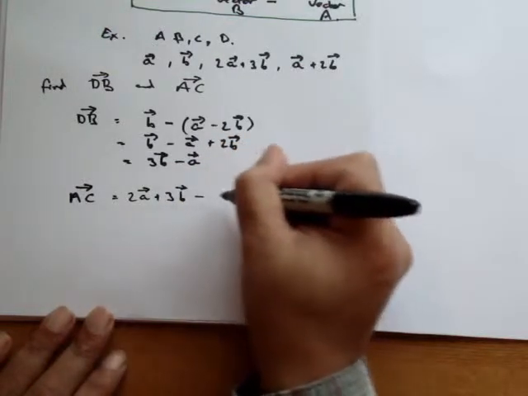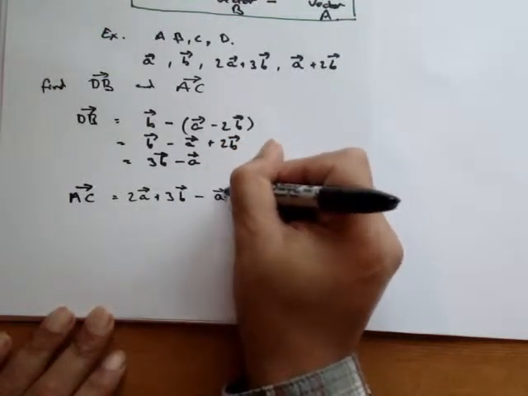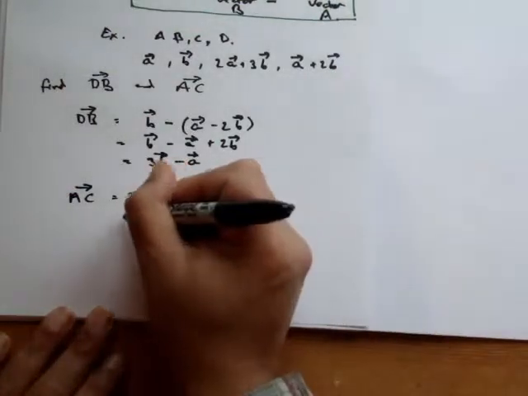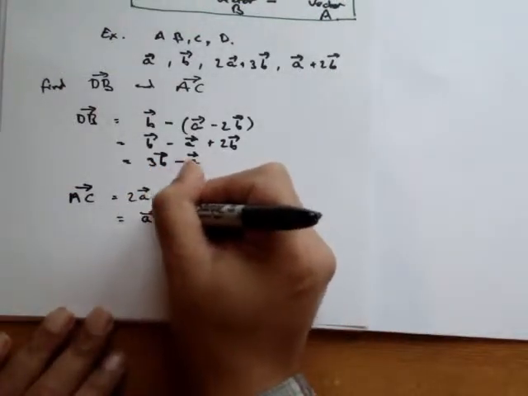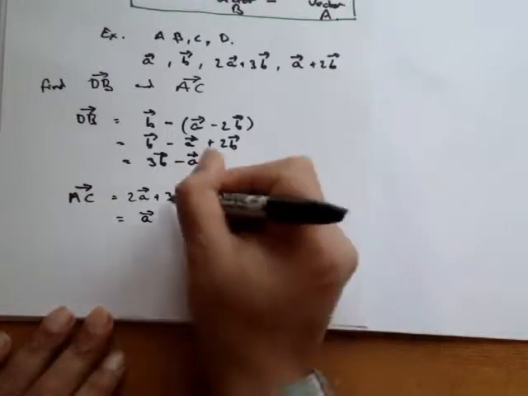And we subtract from that the position vector of A, and we get A plus our 3B.